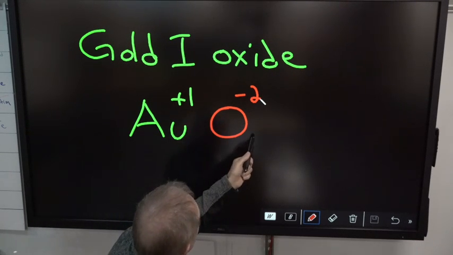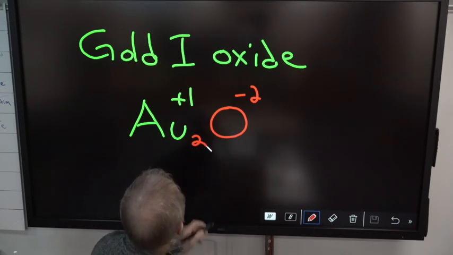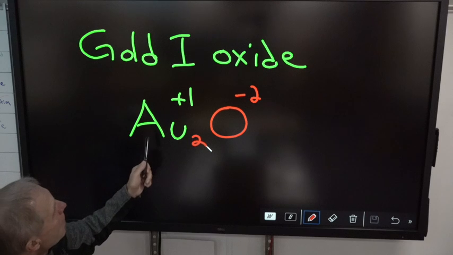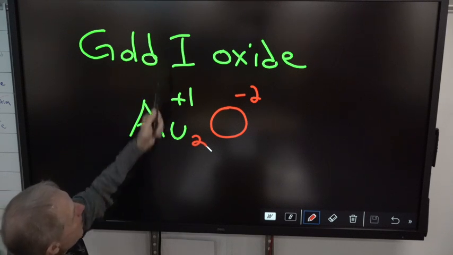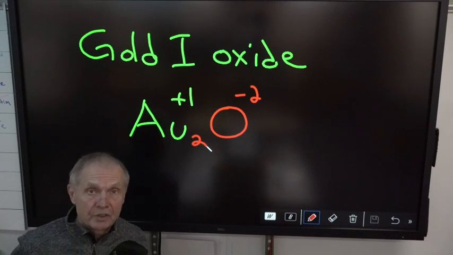I've got 1 oxygen, so I don't have to put the 1 there, but I'm going to put a 2 right there. So that is gold, Roman numeral 1, oxide. Gold, Roman numeral 1, oxide.